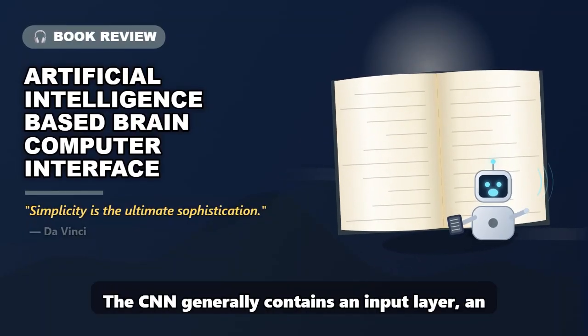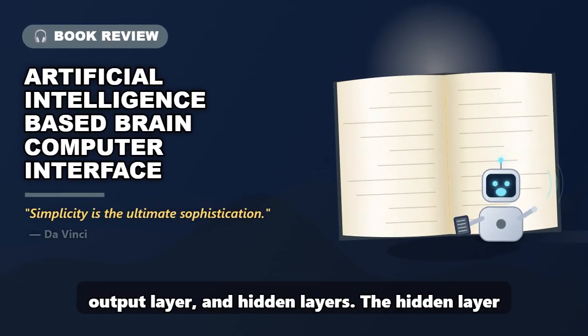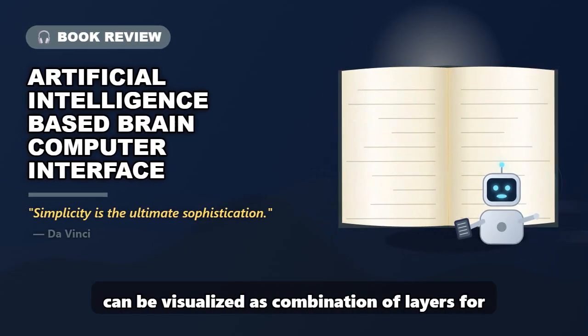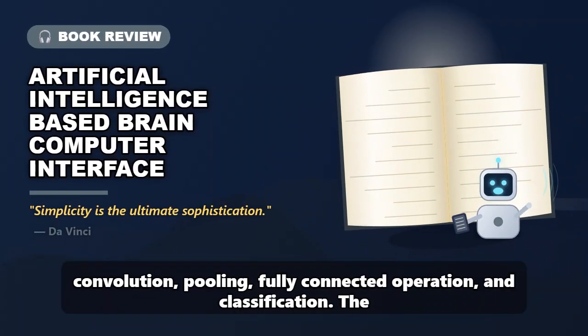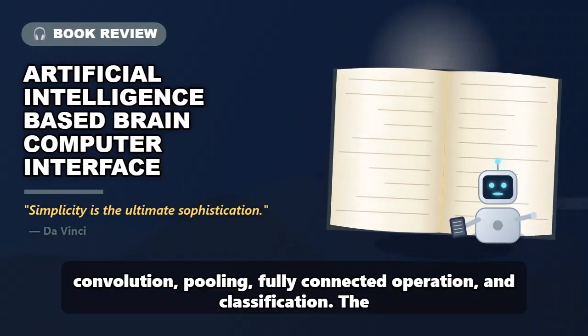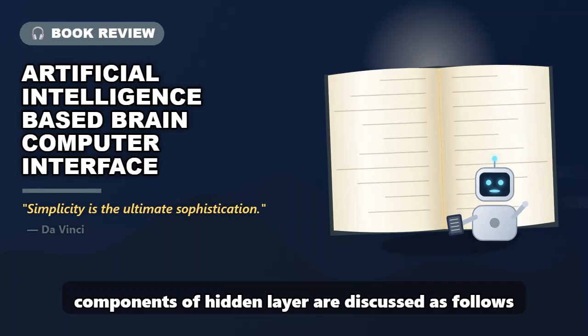The CNN generally contains an input layer, an output layer, and hidden layers. The hidden layer can be visualized as a combination of layers for convolution, pooling, fully connected operation, and classification. The components of the hidden layer are discussed as follows.